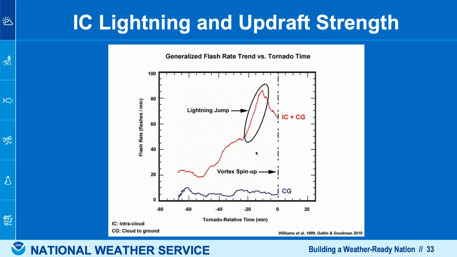So why is all this important? If we take a look at this graph, which shows in-cloud lightning and cloud-to-ground lightning activity versus time leading up to tornado genesis, with the tornado genesis being indicated by the vertical dot-dash line there at t equals 0, note the large rapid increase in the in-cloud lightning activity, while there was almost no change in the cloud-to-ground lightning activity.